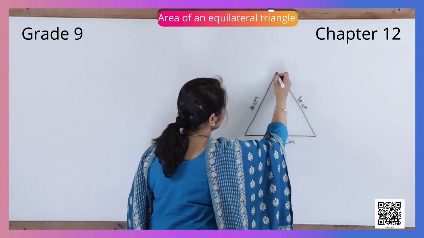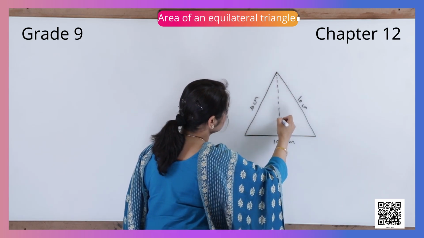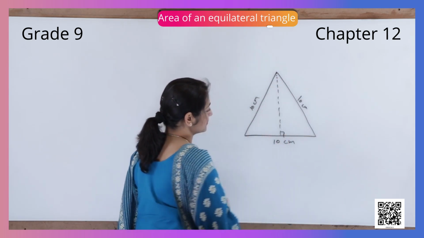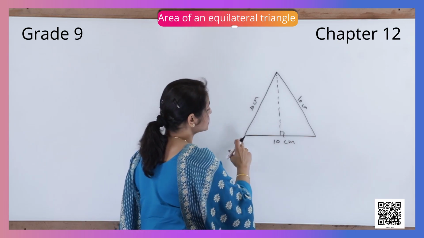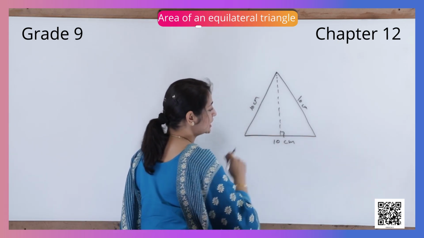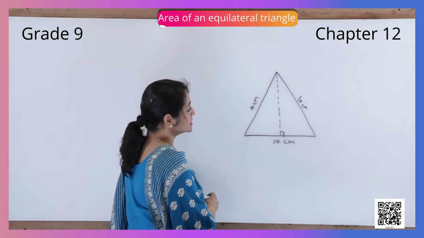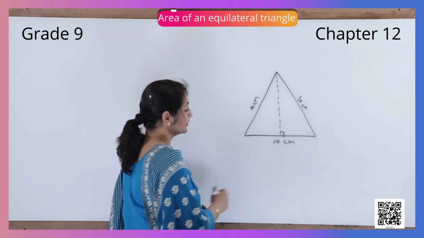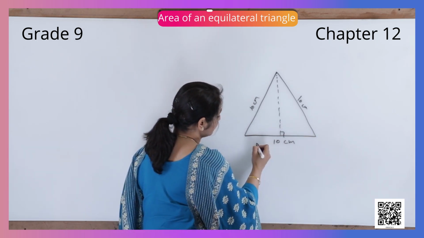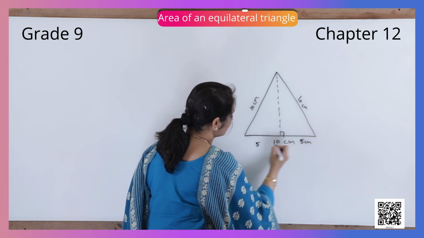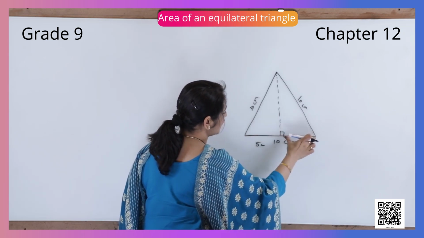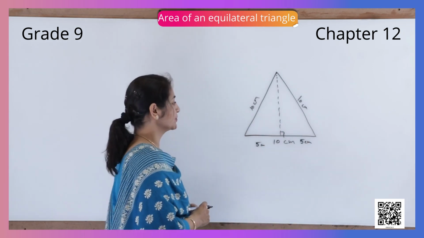So if I draw an angle of 90 degrees here from this vertex, then this line will obviously divide this base into two equal parts. You can also prove this with the help of the RHS theorem. So it means 5 centimeter and here also 5 centimeter. These two smaller parts are of 5 centimeters each.